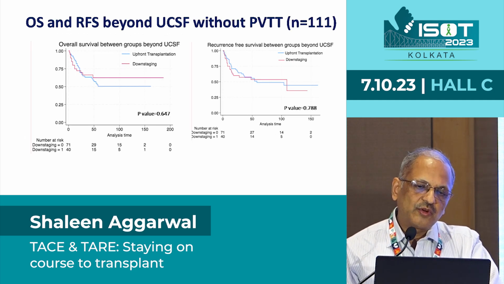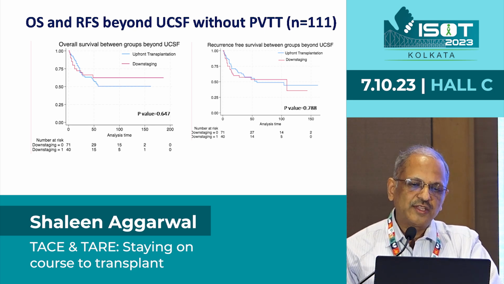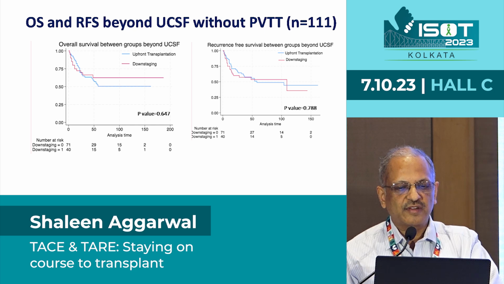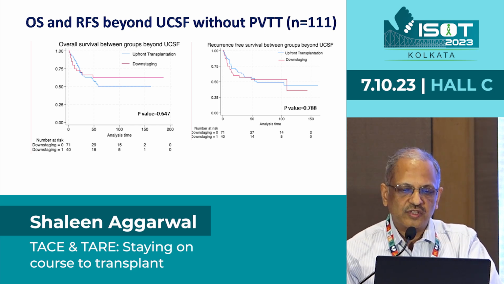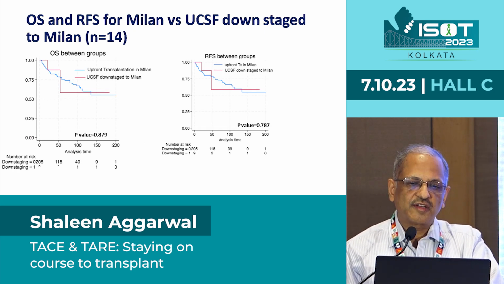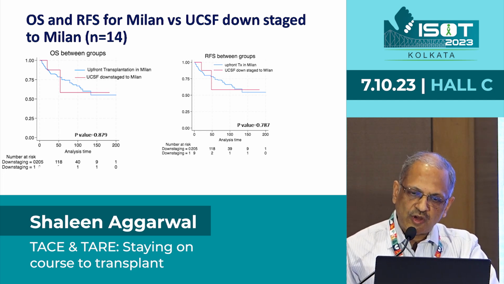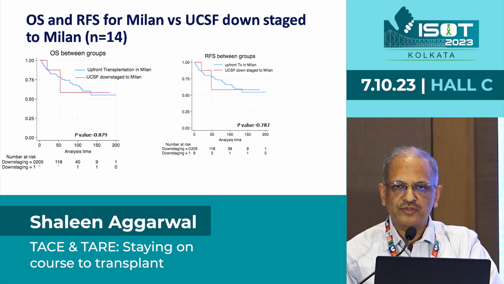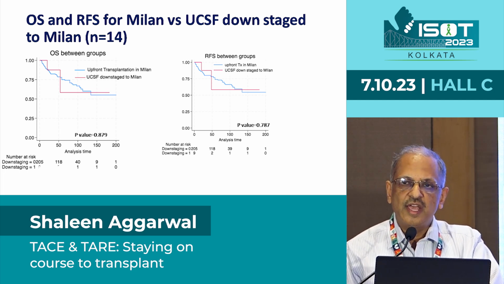And when we went beyond UCSF without portal vein tumor thrombosis patients, again, there was no difference between upfront transplant and downstaging. And with each increase in criteria, the overall survival is coming down. And when we compared the overall survival and recurrence-free survival for patients within Milan and UCSF who were downstaged to Milan, the results are very similar to the international results, that these patients had survival similar to the Milan group.